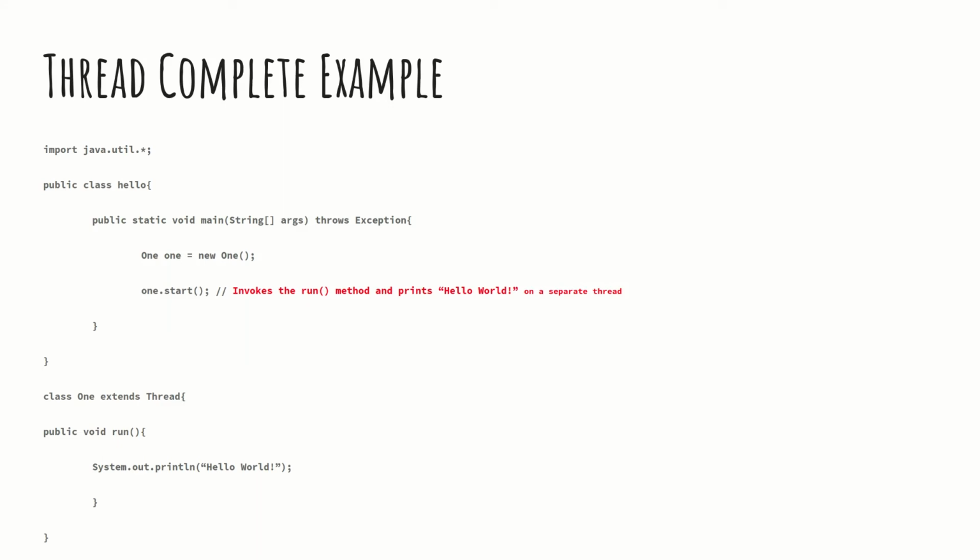So here we have a complete example. If we start off, we are importing Java utilities, and we actually have to import java.lang.Thread, but we decide to import everything. In our public class, we have a main method, and it's actually throwing an exception because there are exceptions when you use threads. And so we create an object called 1, and that object is defined below right here. We have class 1 extends Thread, so we're extending the Thread, and then our second requirement we're meeting is having the run method where we're just printing hello world. And then if we go back to the main method, we're doing 1.start, which invokes the run method and prints hello world on a separate thread.